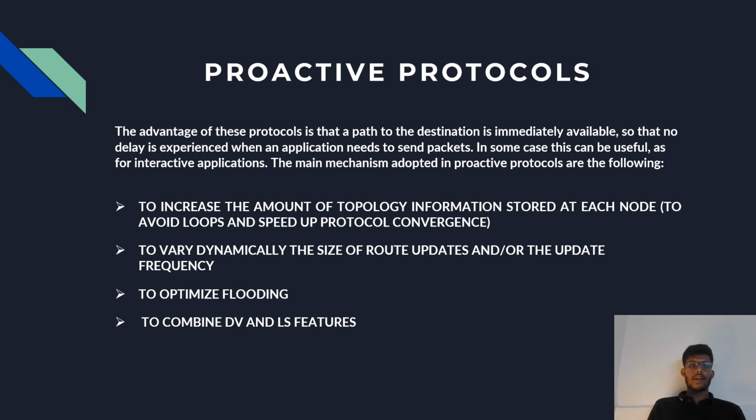Proactive protocols. The advantage of these protocols is that a path to the destination is immediately available, so that no delay is experienced when an application needs to send packets. In some cases, this can be useful, as for interactive applications. The main mechanisms adopted in proactive protocols are the following. The first one is to increase the amount of topology information stored at each node to avoid loops and speed up protocol convergence. The second is to vary dynamically the size of route updates and/or the update frequency to optimize flooding. The third is to combine DV and LS features.